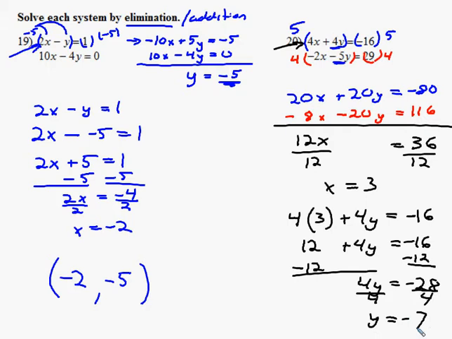And remember, we want to write our answer as an ordered pair. We put the x value first and the y value second. So 3, negative 7. Again, we could check. We could plug that into both of the originals and make sure it works. So that was solving by elimination or addition.